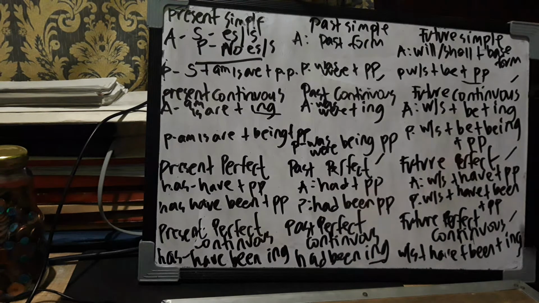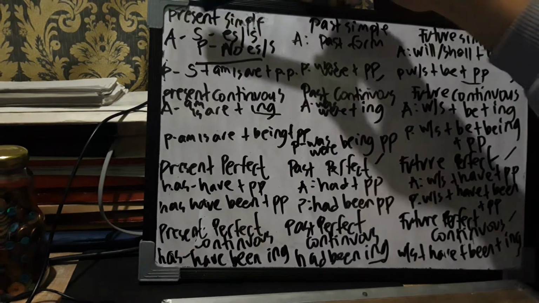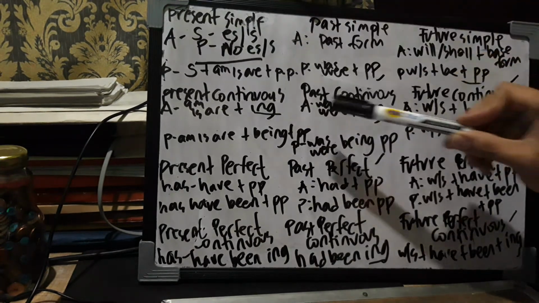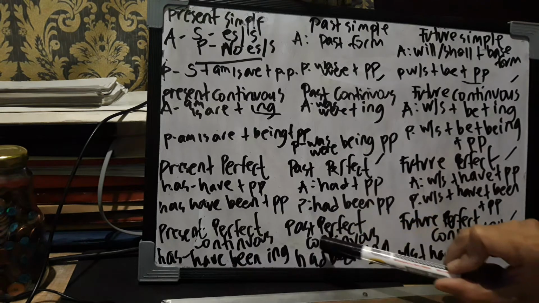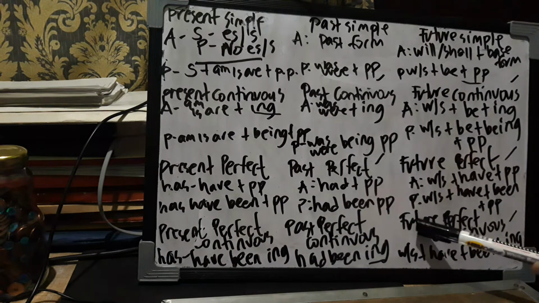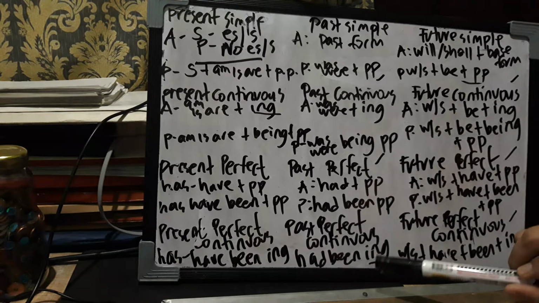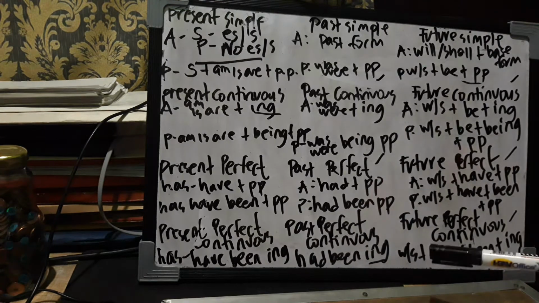As you can see on the board, we have the present simple, active and passive, the present continuous, active and passive, the present perfect, active and passive. And again, if you could remember what I told you the last time, the perfect continuous tenses, particularly the present perfect continuous, the past perfect continuous, and the future perfect continuous, don't actually have the passive form of the verb. That's why in this case we usually use only the active voice. The same thing with the past.